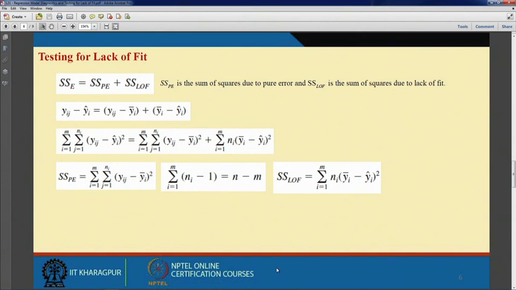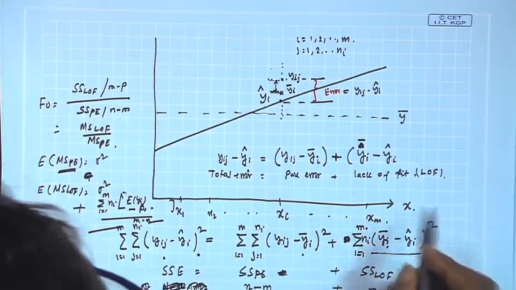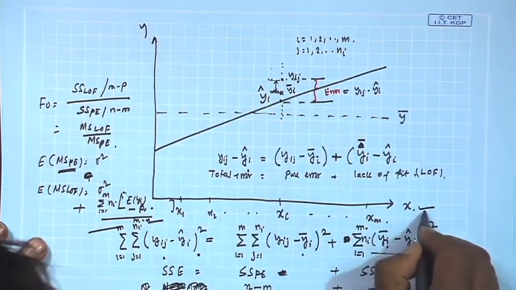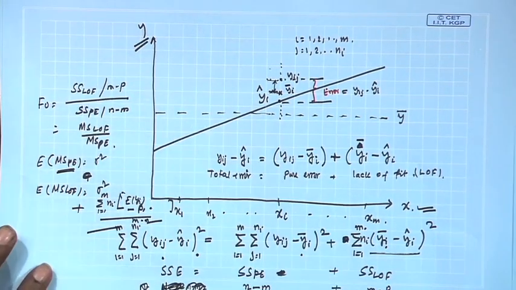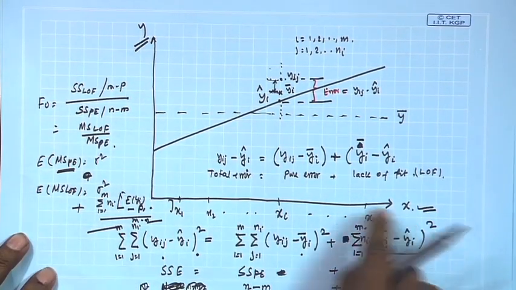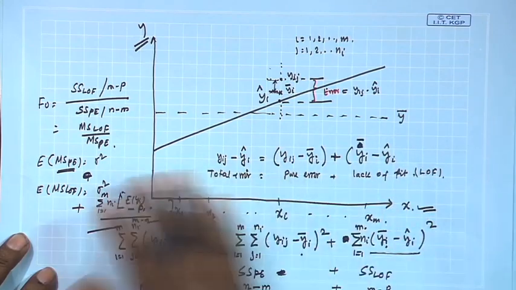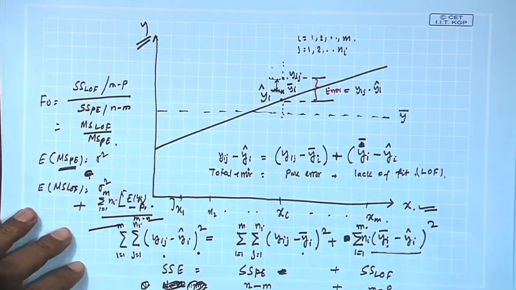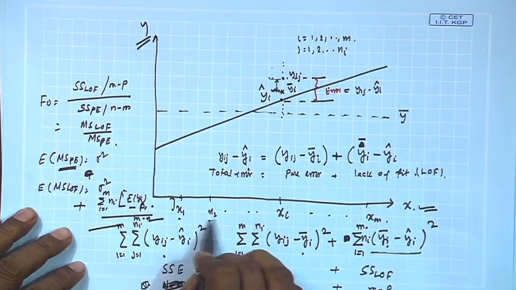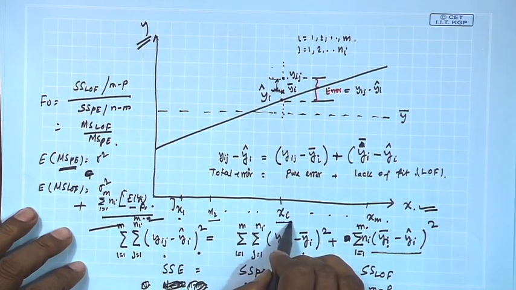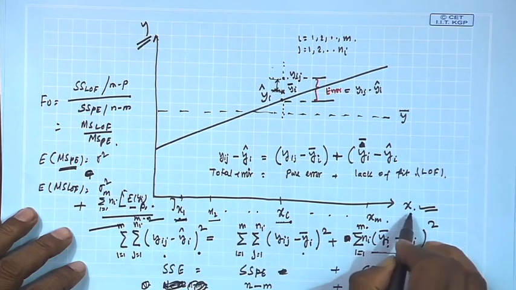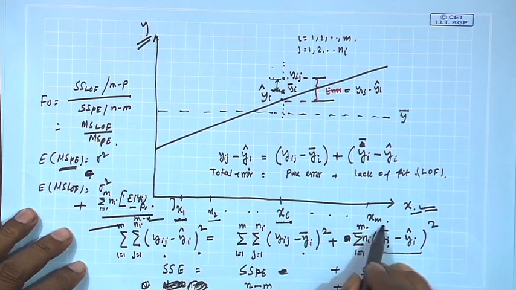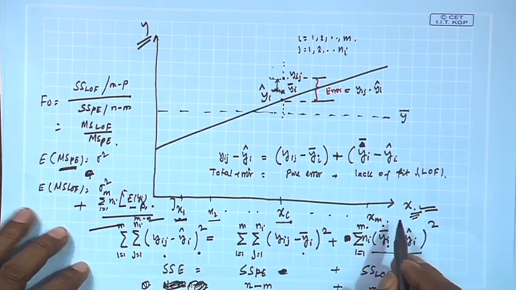Now, I will come to another interesting concept, which is known as lack of fit, and how to test lack of fit. First, let us see this diagram. Let us assume that this is x, the regressor, and y is the dependent variable. Here I am showing one regressor variable, but it can be for many regressor variables. Suppose x_1 is the first fixed value for x, x_2 the second; these are the m number of fixed values for the regressor.